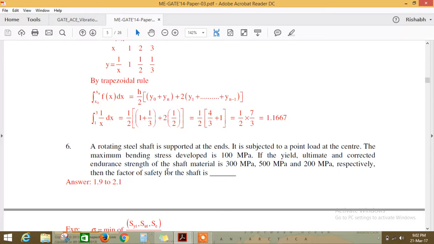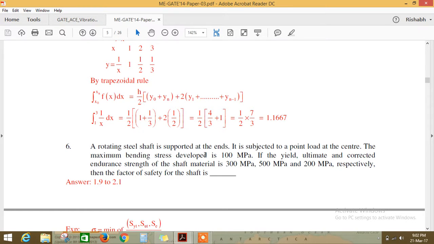See students, since it is a rotating steel shaft, it is the case of fluctuating load first of all. As we know, it is the case of reverse bending stress. So stress amplitude here will be zero. Why? Because sigma max and sigma min are equal and opposite in magnitude. So the only stress will be the mean stress.